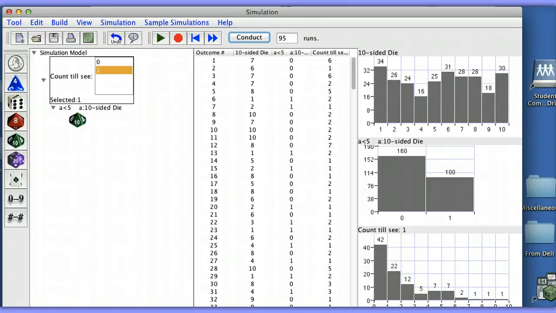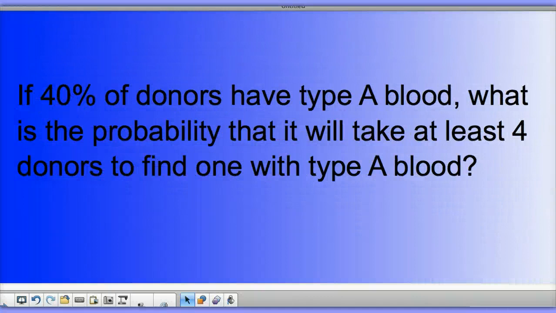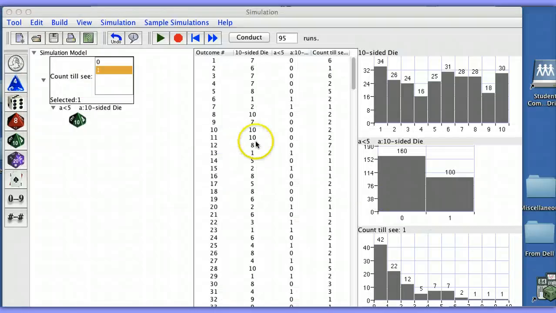So let's go back to our original question. The original question was, if 40% of donors have type A blood, what is the probability it will take at least 4 donors to find one with type A blood? So 4 or more. So let's look at the graph again. 4 or more. So this was 1, 2, 3, 4 or more. It looks like it's 5 plus 7 plus 7. So that's 19. We have 20, 21, 22, 24. So it looks like the probability it will take at least 4 donors is 24 out of 100, or about 24% based on this simulation.